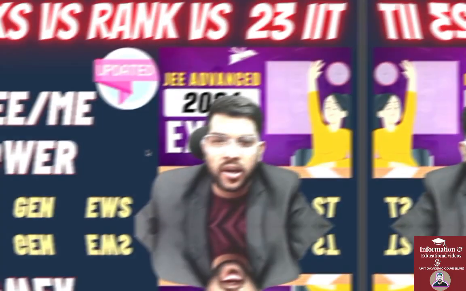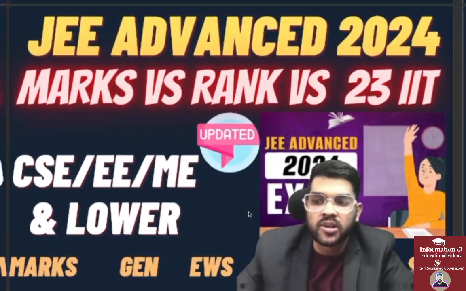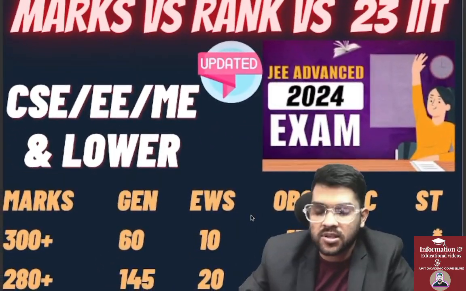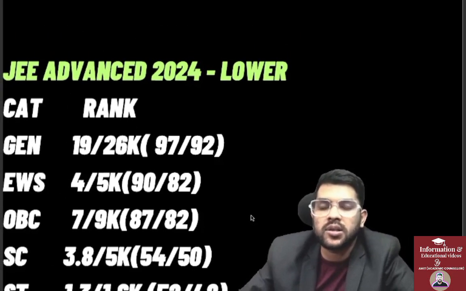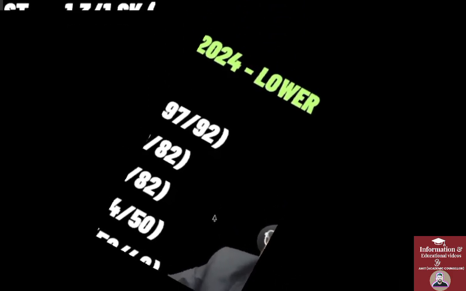Marks versus rank versus all 23 IIT information. For 300 plus marks, general rank 60 or less than that will be there. Lower branch, if you want any type of IIT, just you want the tag of IIT for general.